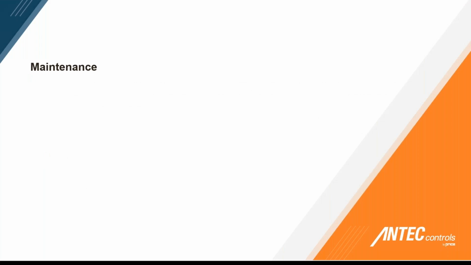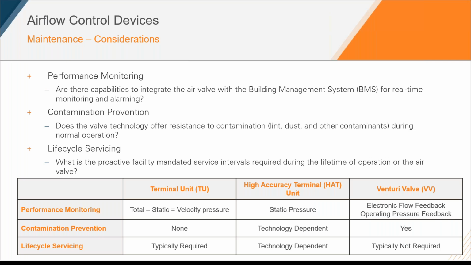So the last thing we're going to talk about here before we open the floor to questions is maintenance. Now, there's a lot that you're going to really want to consider for maintenance when you're selecting your air valve technology in these critical space applications. So again, I've just highlighted three potential considerations when you're starting to talk about maintenance requirements for these valves. There's a lot more considerations you're going to want to keep in mind, but for the sake of time, we're just going to highlight performance monitoring, contamination prevention, and life cycle servicing.